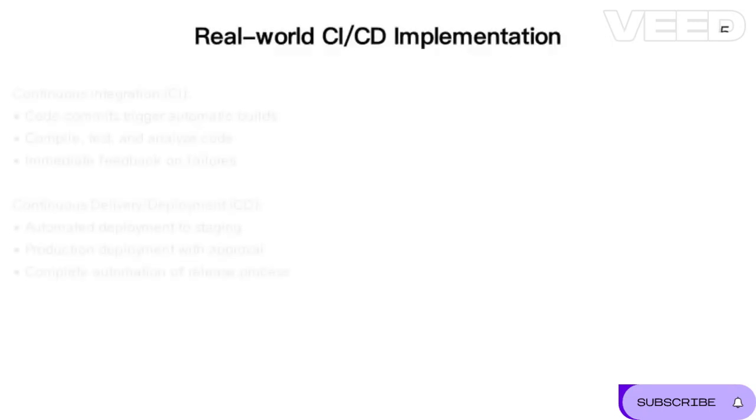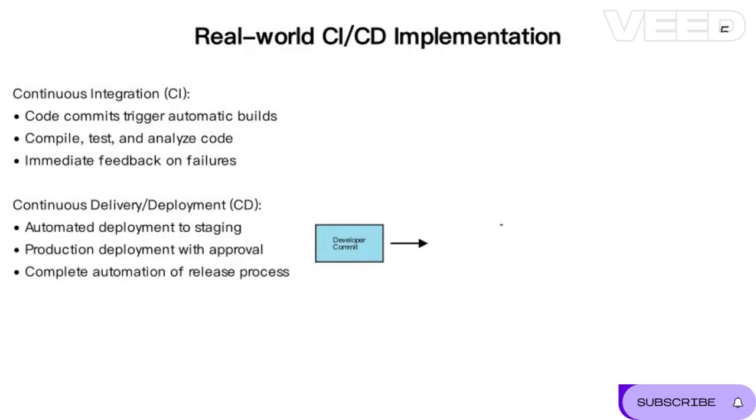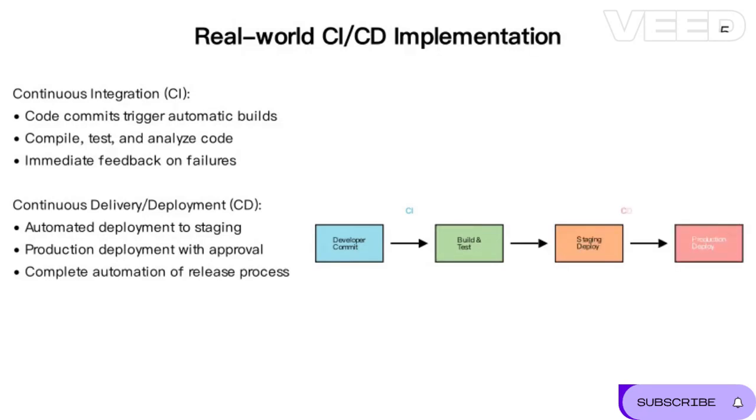In real-world implementation, Jenkins orchestrates the complete CI/CD pipeline. Continuous integration starts when developers commit code, triggering Jenkins to automatically build, compile, and test the application, providing immediate feedback on any failures. Continuous delivery extends this by automatically deploying successful builds to staging environments and preparing them for production deployment. Continuous deployment takes it further by automatically releasing every change that passes all pipeline stages to production. Jenkins provides visibility into the entire process, automates repetitive tasks, and ensures consistency across all builds and deployments.